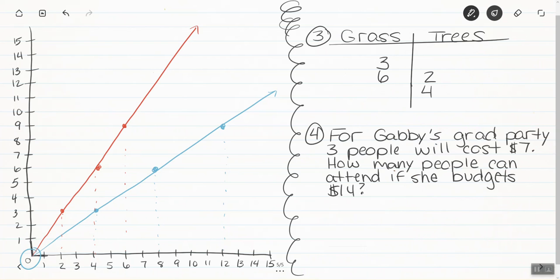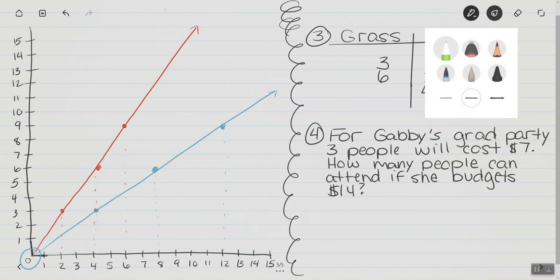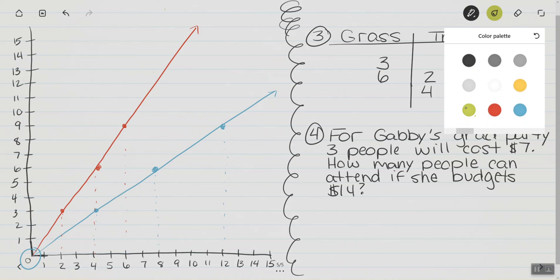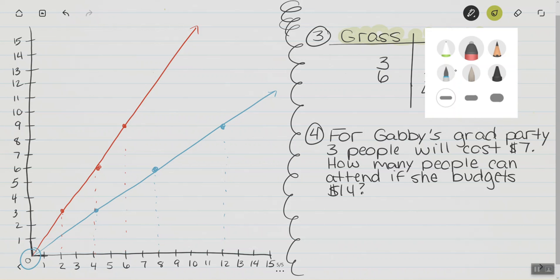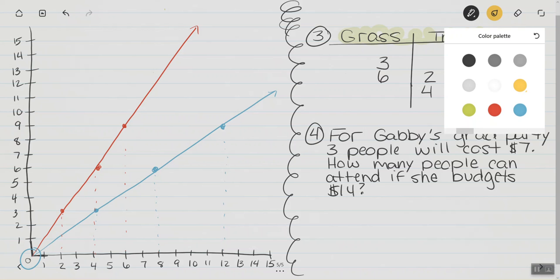So here are number 3 and number 4. Go ahead and take a pause and get those ones copied in. And then whenever you're ready, I want you to go ahead and try number 3 and number 4. Number 3, I'm going to graph in green. And then number 4, I'm going to graph it in an orangey color.